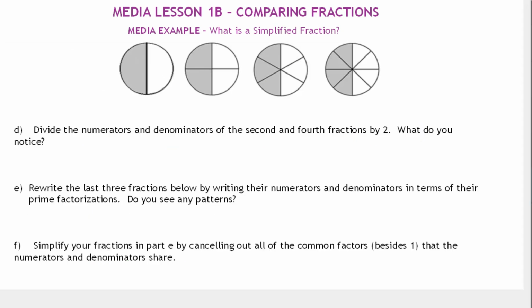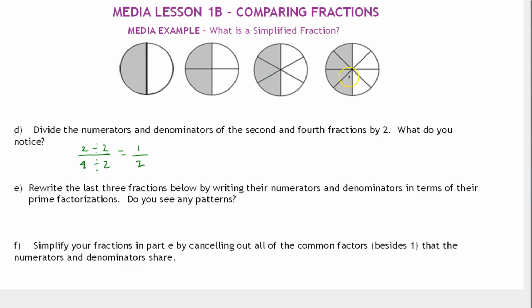Let's look at the next question. In D, we're asked to divide the numerators and denominators of the second and fourth fractions by 2. What do you notice? So here's the second. The second was 2/4. And we're asked to divide the numerator and denominator by 2. 2 divided by 2 equals 1. 4 divided by 2 equals 2.